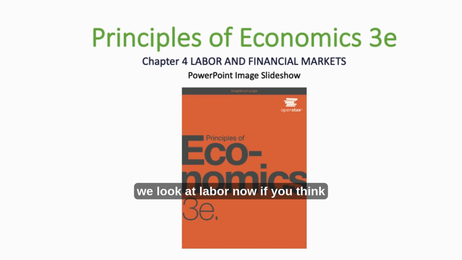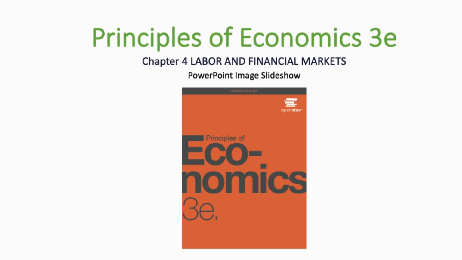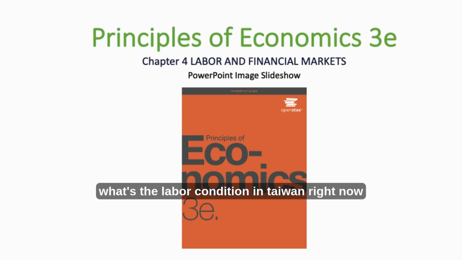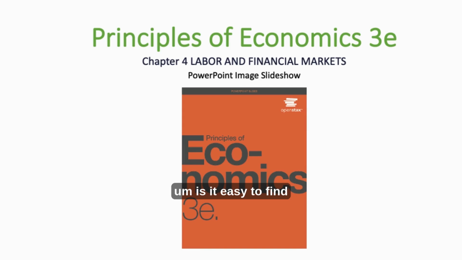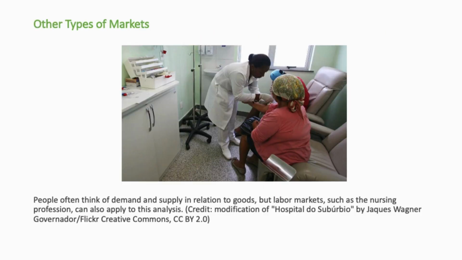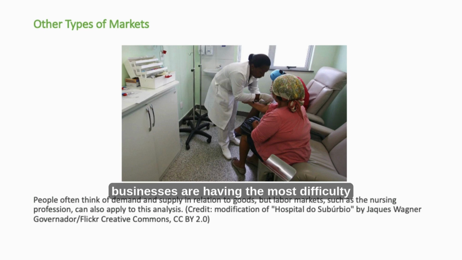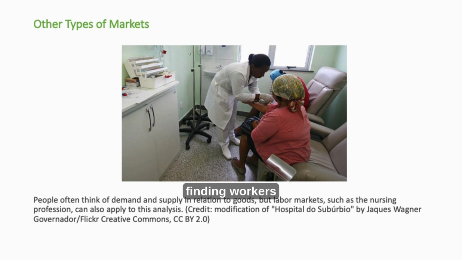When we look at labor, now if you think about the news that you've read, what's the labor condition in Taiwan right now? Is it easy to find people? If you're a business owner, is it easy to find people? No. What type of businesses are having the most difficulty finding workers? Very good. Restaurant. Restaurant owners are having difficulty finding waiters or waitresses.